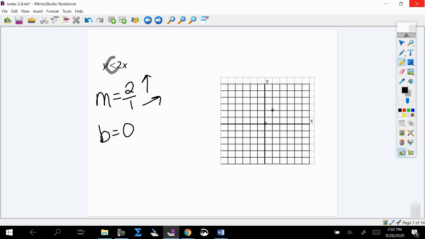So from the origin, I'm going to go up 2, right 1, put another point. Because this has a less than and doesn't have the equal to, I'm going to connect it with a dotted boundary line. Some people call it a dashed line. And then for my shading, since y is by itself and it's a less than, I'm going to shade underneath the line. So underneath the line is going to be right like this. So there is my shaded region and my dotted boundary line.